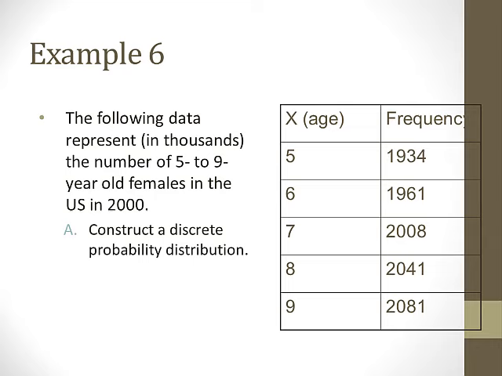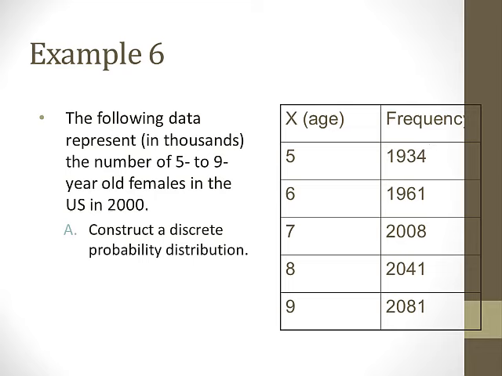Okay, example 6. I think this is the last one. May have one more after this. The following data represent, in thousands, the number of 5 to 9-year-old females in the U.S. in 2000. So construct a discrete probability distribution. So again, number of 5 to 9-year-old females. We didn't have 1,934. This would be 1 million, right? Because these are in thousands. So technically, I've got 3 zeros at the end of this. But sometimes we do this in order to keep our numbers a little bit more manageable.